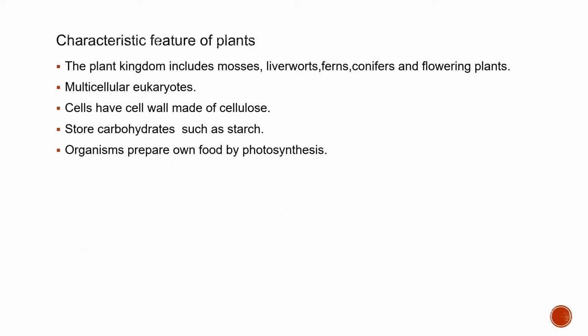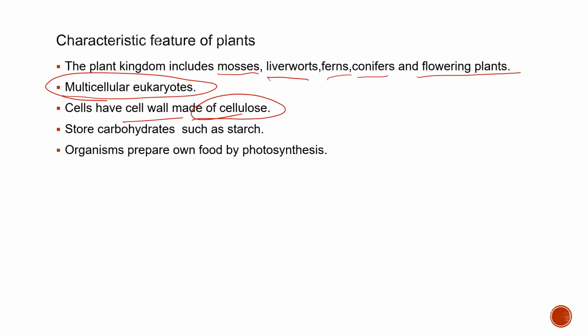Now first we are going to deal with the characteristic features of plants. What are the main characteristic features of plants? The plant kingdom is very vast. It includes mosses, liverworts, ferns, conifers and flowering plants. All these are multicellular eukaryotes, and plant cells always have a cell wall made up of cellulose. Plant cells store carbohydrates in the form of starch. We all know that plants prepare their own food by the process of photosynthesis, as chlorophyll is present in their body.